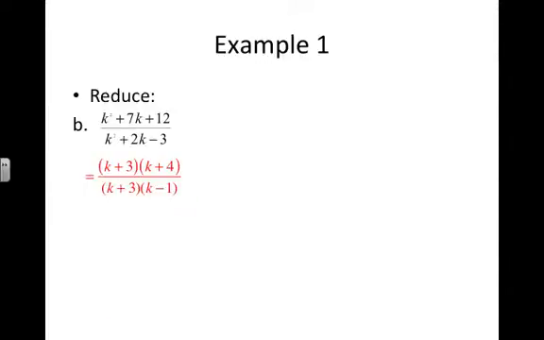All right, for the next one we had k squared plus 7k plus 12 divided by k squared plus 2k minus 3. Because there are pluses and minuses in the numerator and in the denominator, we have to factor both completely. Okay, so these are trinomials, so you'd use the AC or trial and error method. So k squared plus 7k plus 12 is equal to k plus 3 times k plus 4. K squared plus 2k minus 3 factors to be k plus 3 times k minus 1.